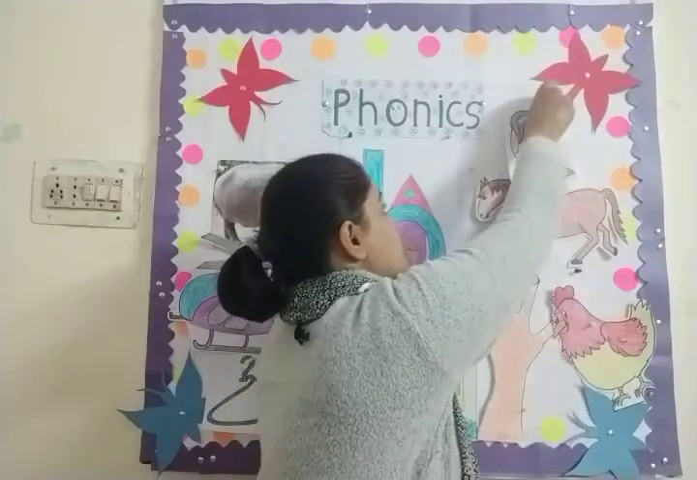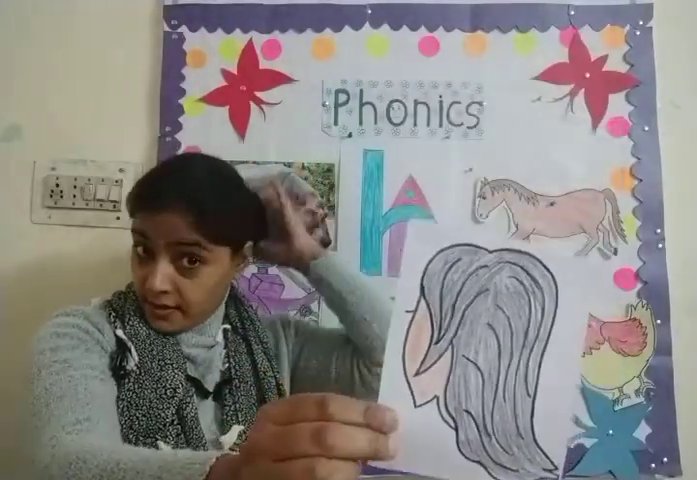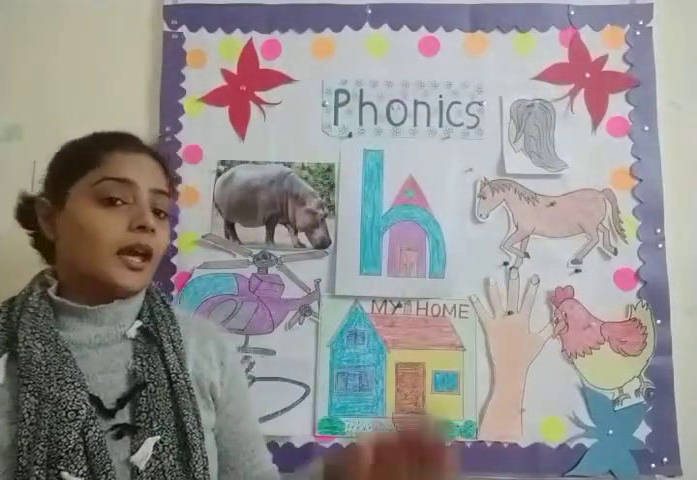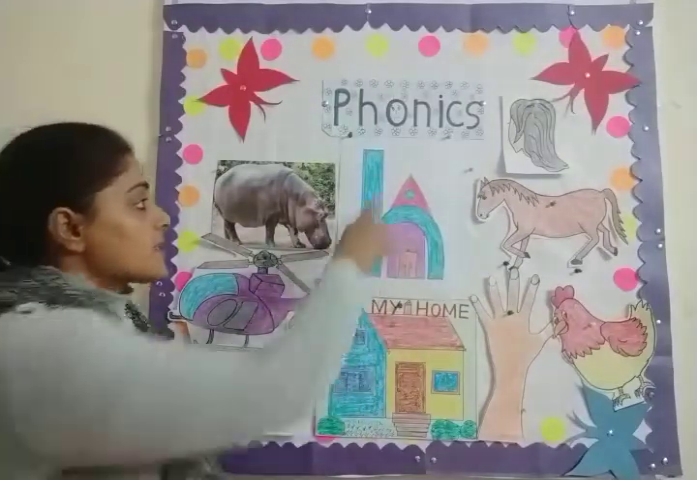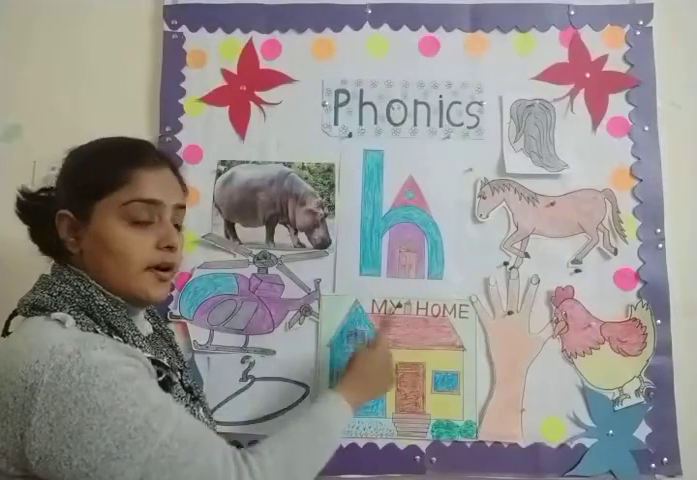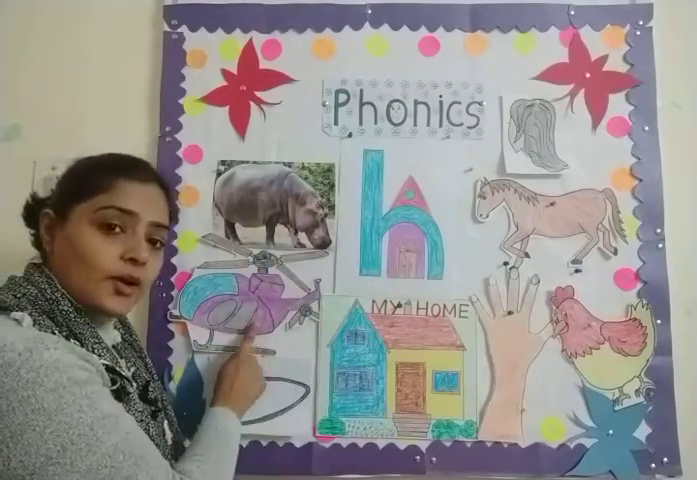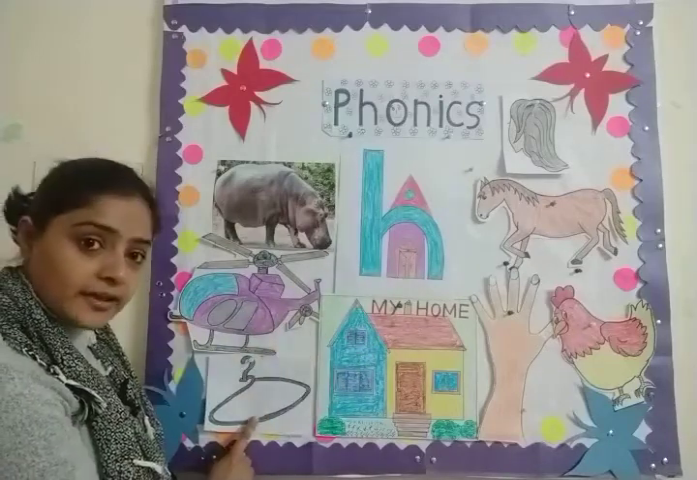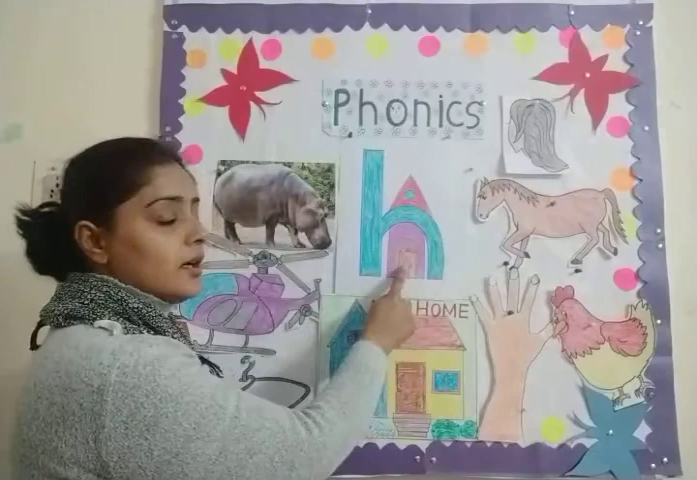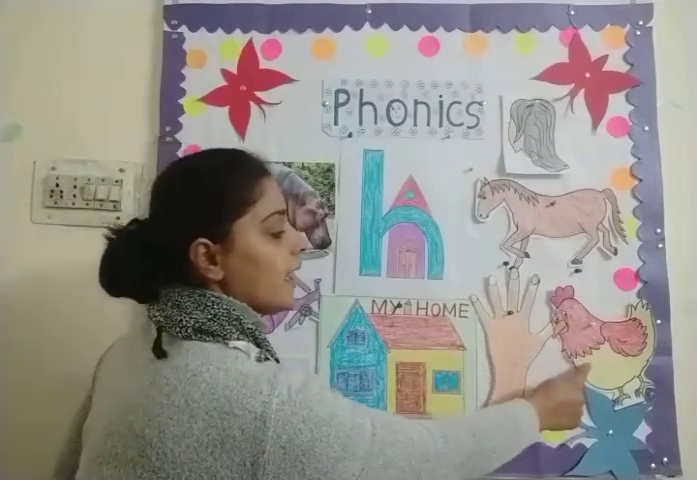And now, touch your H for hair. H, hair. Okay, so children, we have learned today H sound and H sound vocabulary words. This is H sound, H, standing line and a curve, H. H for house, H for hippo, H for helicopter, H for hanger, H for hair, H for horse, H for hand.